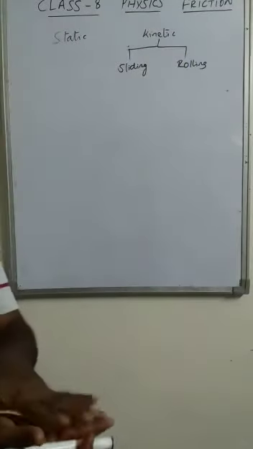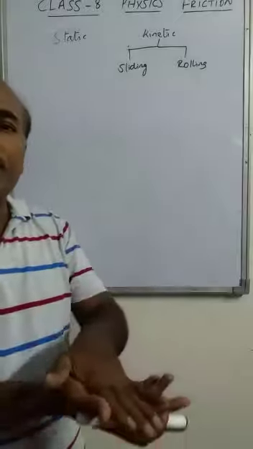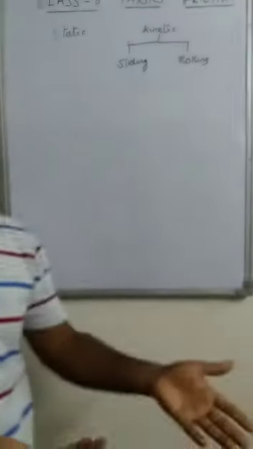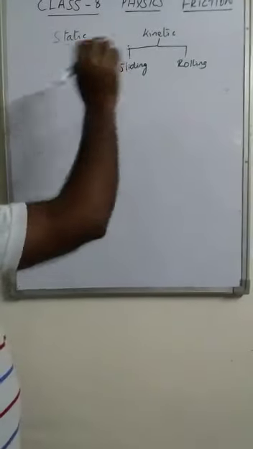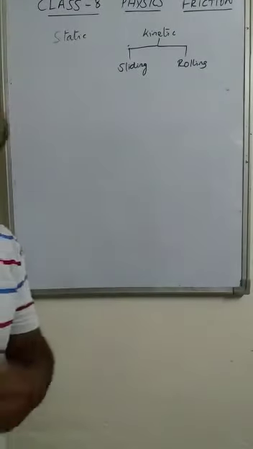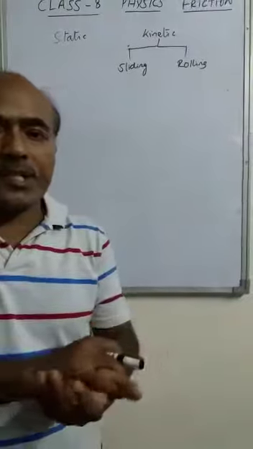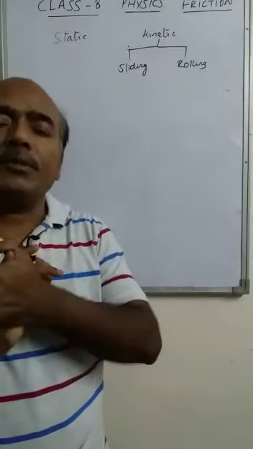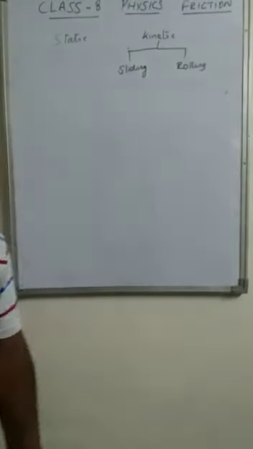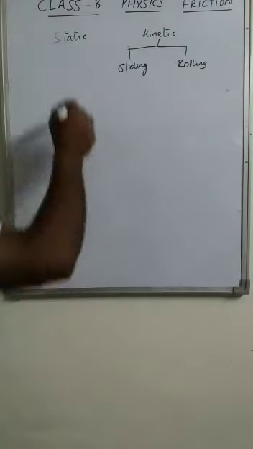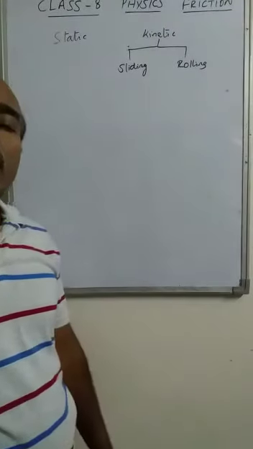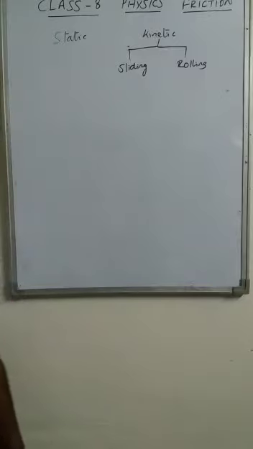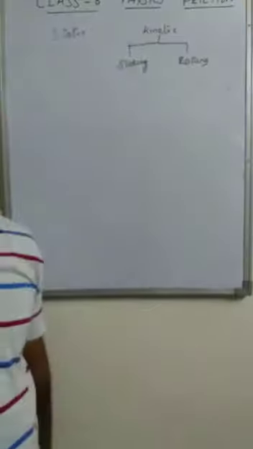If two surfaces are in contact, one is at rest with respect to another, then it is static friction. Among these three frictions, we discussed which is greatest, and we discussed the sequence of these frictions: static friction is the maximum value of friction and rolling friction is least.